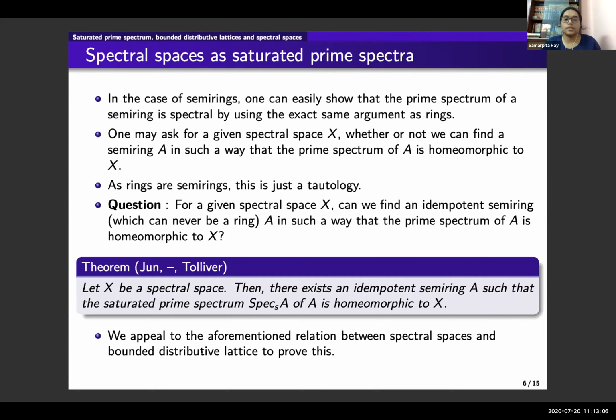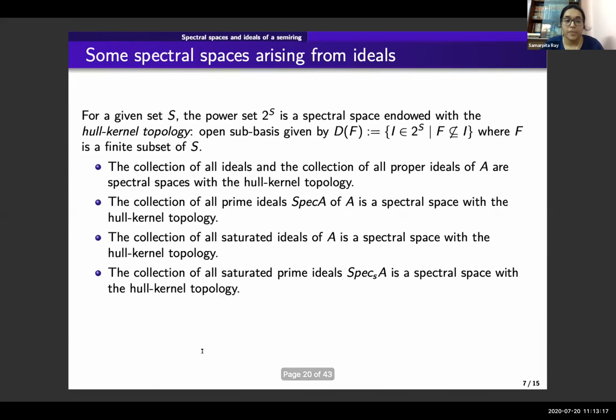So Johnstone's result is what we used. And now, it's natural to ask the converse: if you're given the saturated prime spectrum of any idempotent semiring, is that a spectral space? And that is also true. Let me explain why. As I mentioned before, given any set, the power set of that set is a spectral space, endowed with the Hull-kernel topology, where the open subsets are given by subsets of this form. Now you must be wondering, is this similar to Zariski? And yes, if you are in the right setup of rings, then this goes down to the Zariski topology.